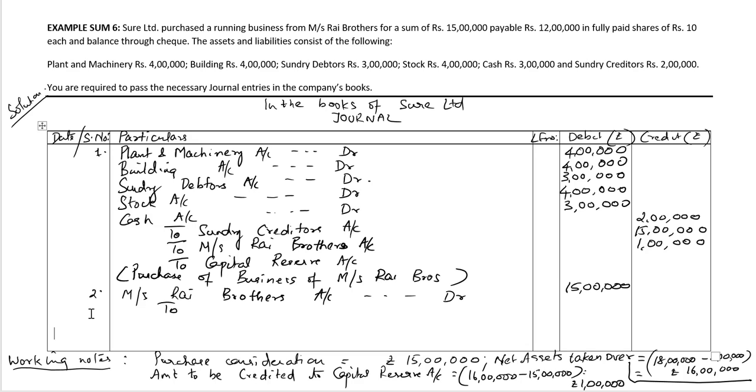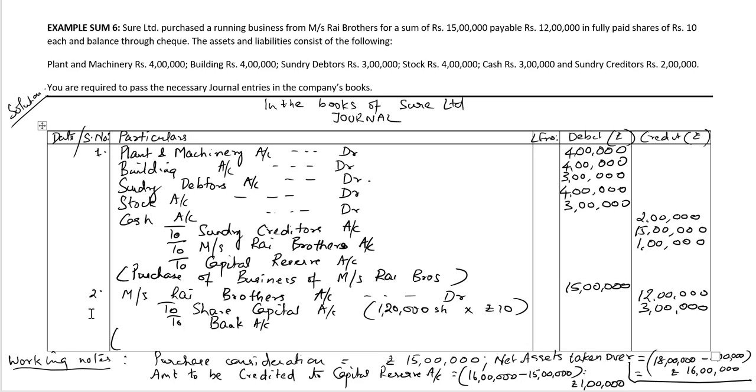To. It says rupees 12 lakh is paid in fully paid shares of rupees 10 each. So to share capital account, number of shares 1,20,000 shares multiplied by rupee 10 per share, 12 lakh rupees, and balanced through check. So to bank account, 3 lakh rupees.